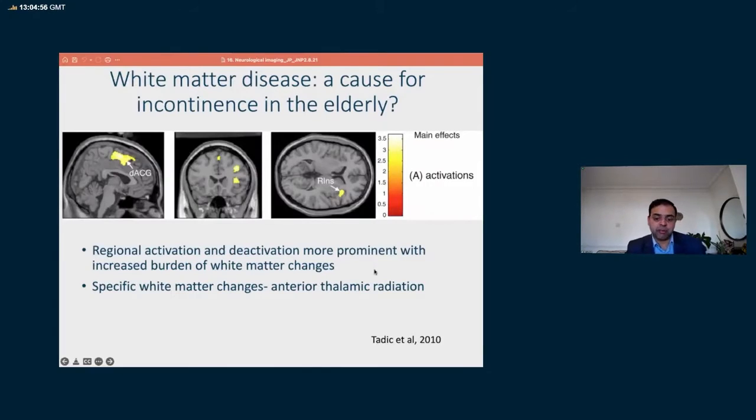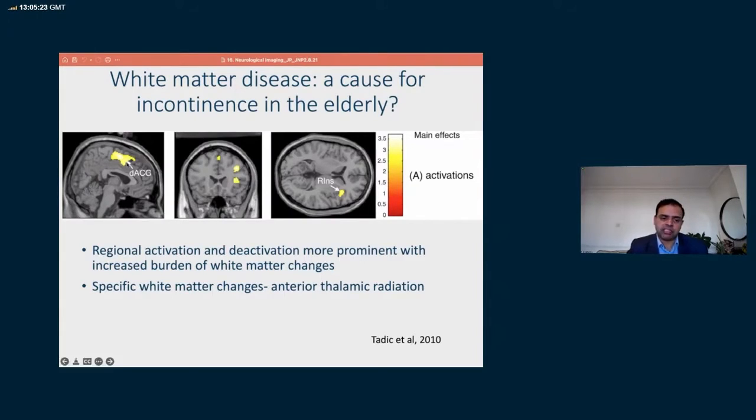And in this study from the same group, looking at the relationship, it was found that in community-dwelling elderly individuals who were reporting predominantly urinary incontinence but who had significant white matter changes, there were specific areas of regional activation that were more prominent and also correlated with the burden of white matter changes.